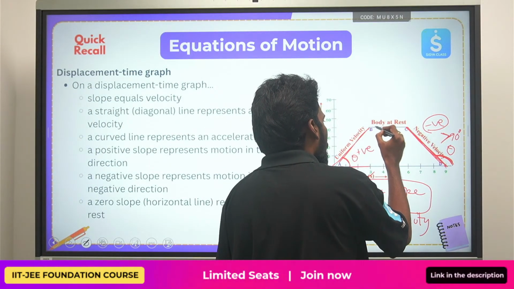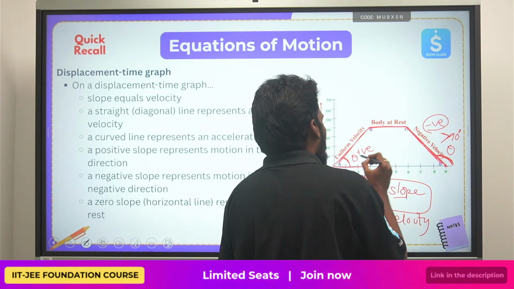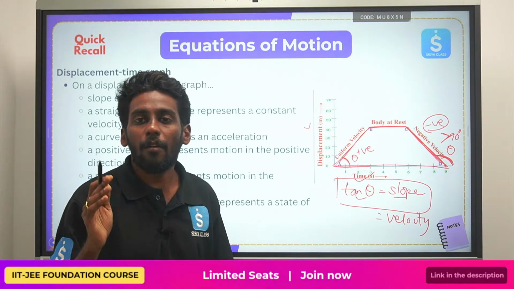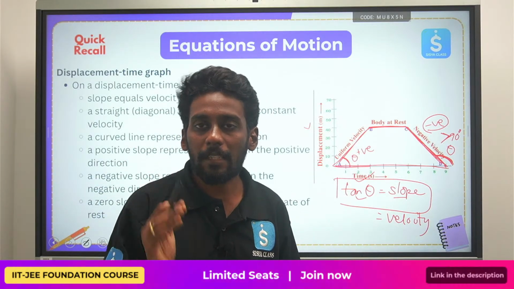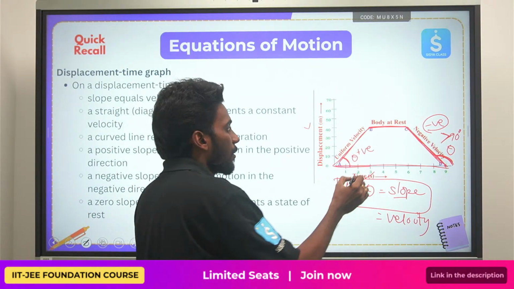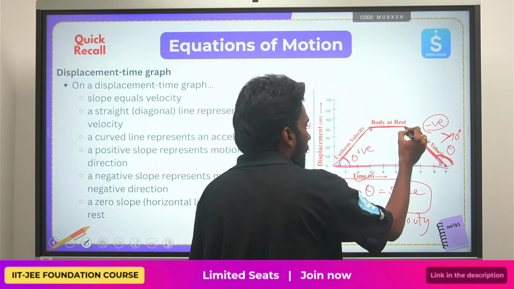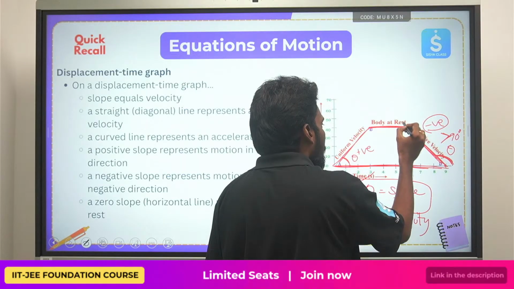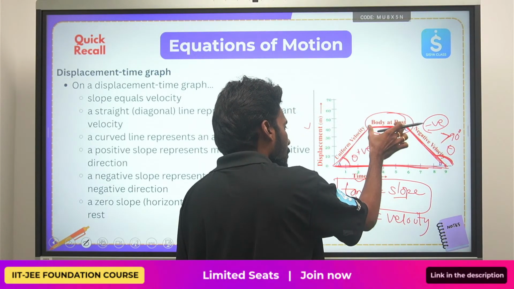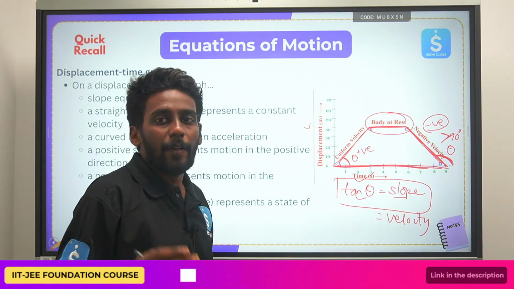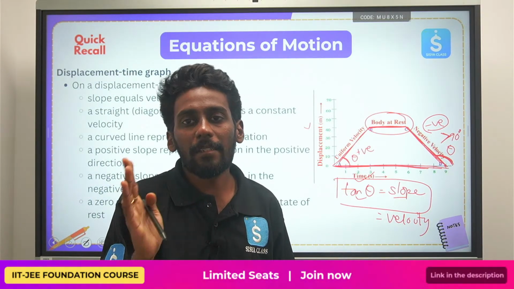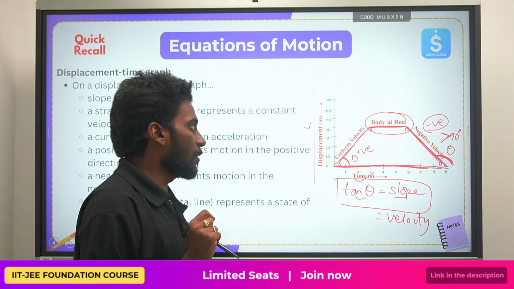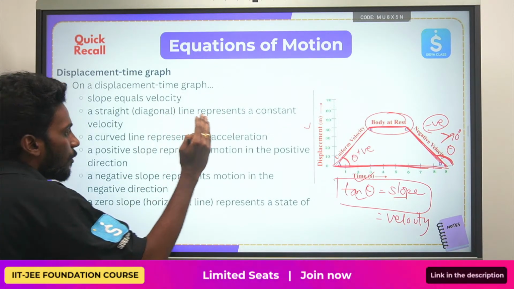And what about this slope? Any line which is parallel to the x-axis always has a slope of 0, right? Because the angle between this line and the x-axis is 0, as in this case where the body is at rest, since both lines are parallel. So the angle between two parallel lines is 0, and tan 0 is 0, right? So the slope is 0 and the velocity is also 0. In this way we need to decode the graph.